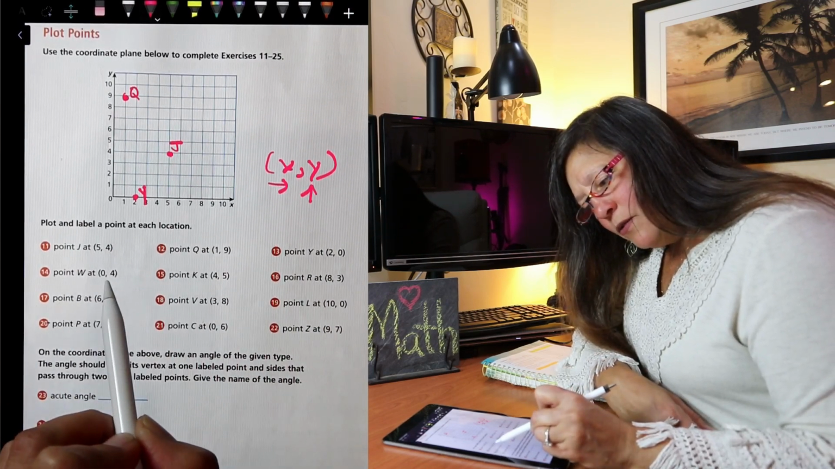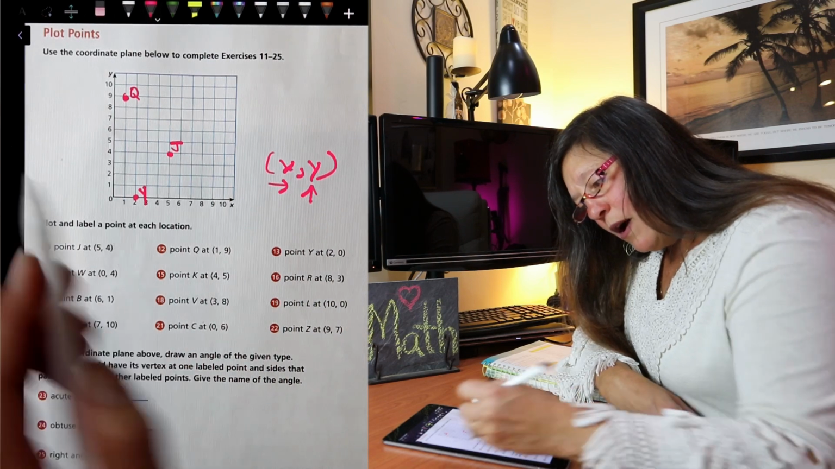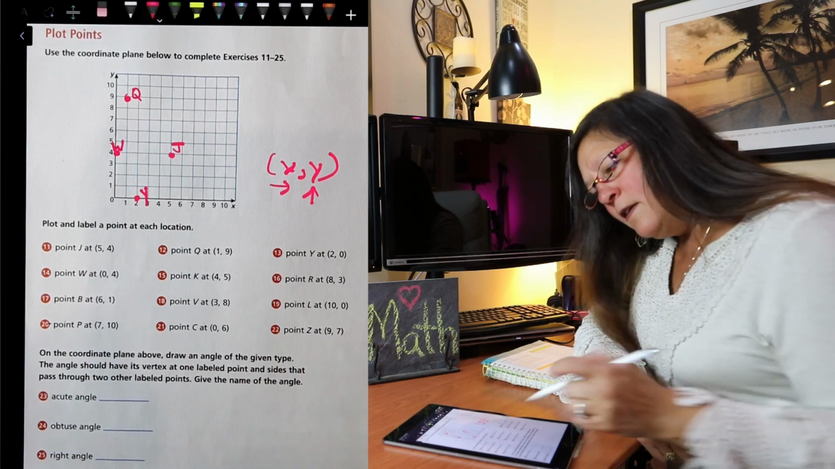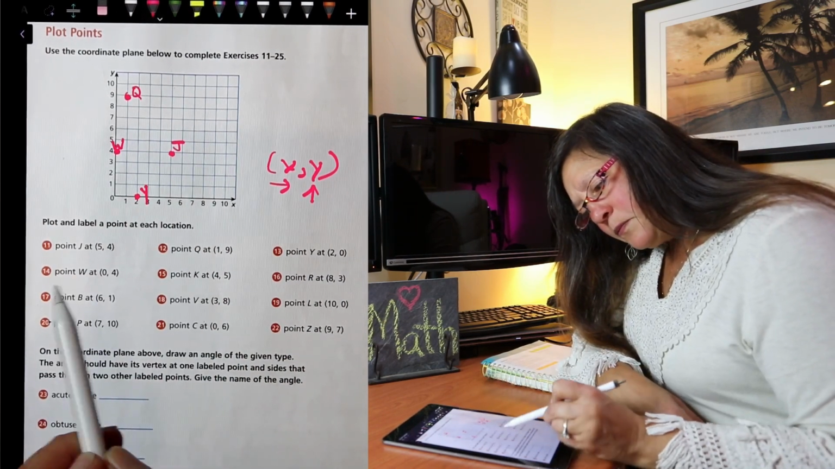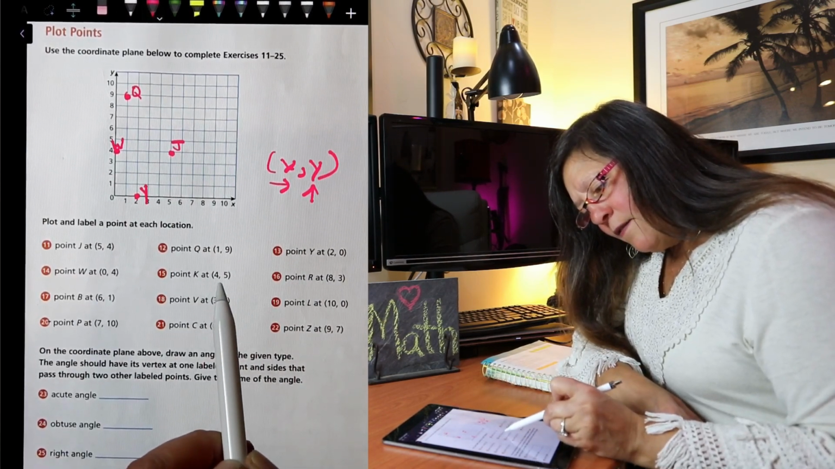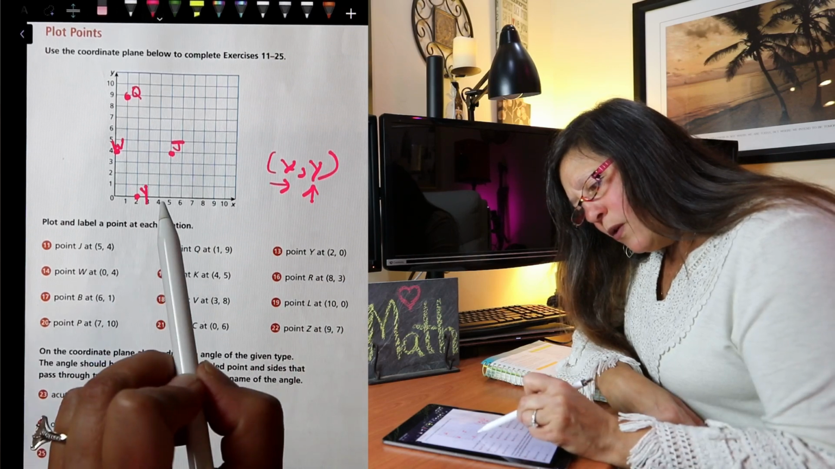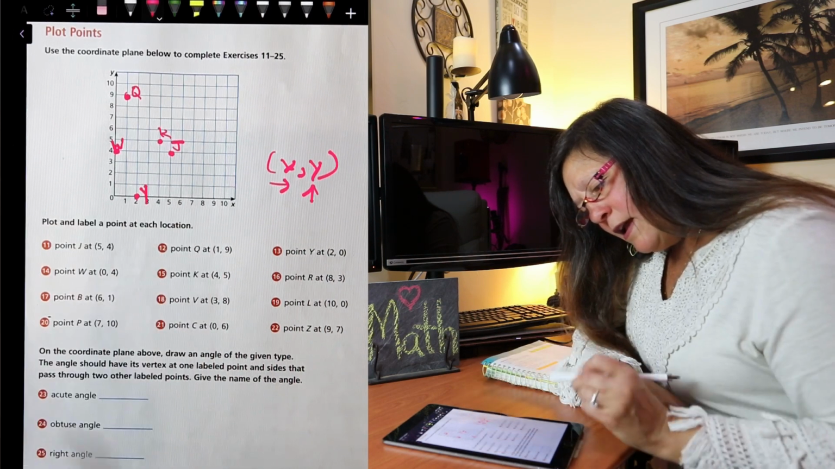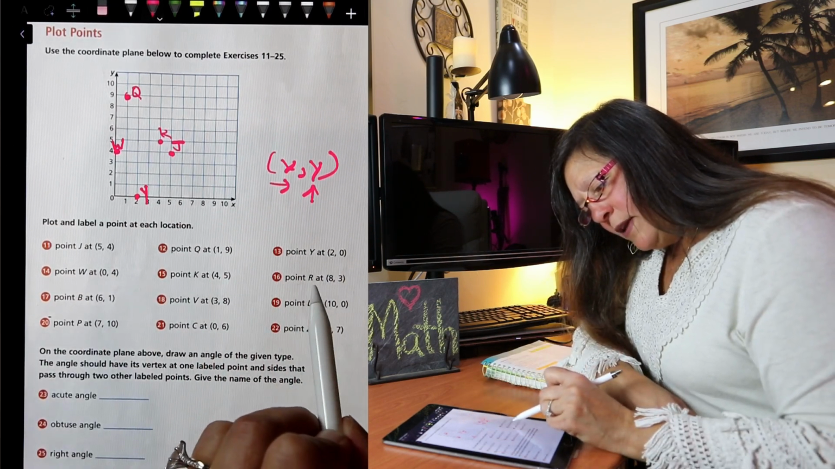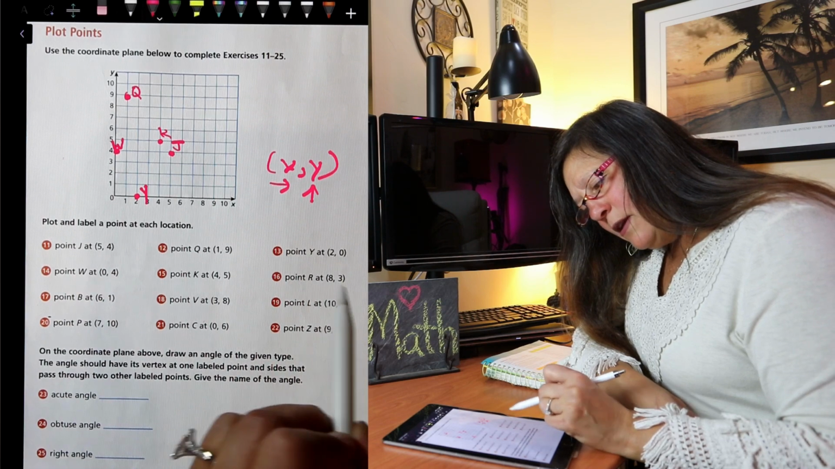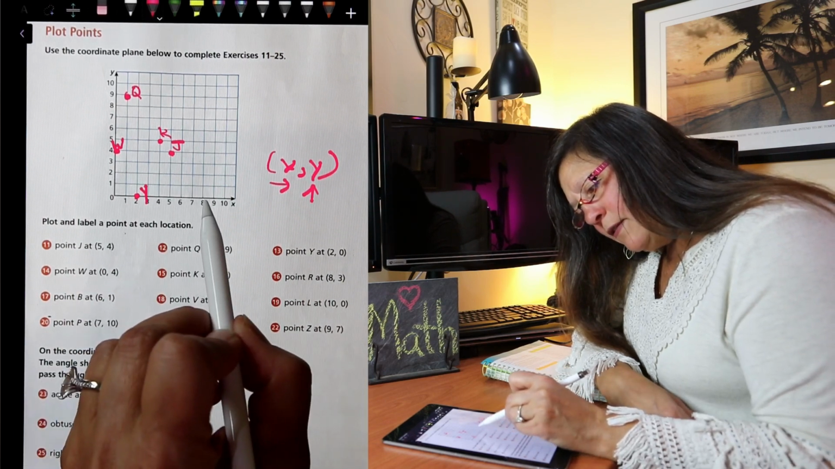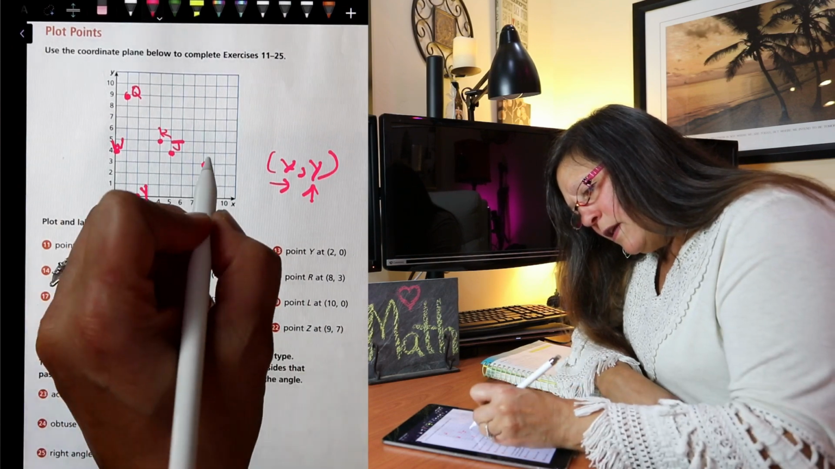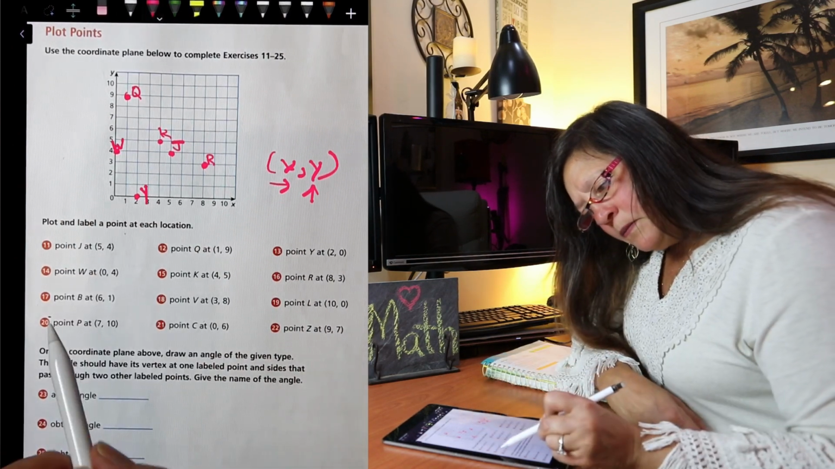14, point W at 0, 4. Over 0, up 4, so it stays on the Y axis there. Point K, 4, 5. Over 4, up 5, and there's your K. 16, point R, 8 and 3. Over 8, up 3, always over first, and then it's going to be R.